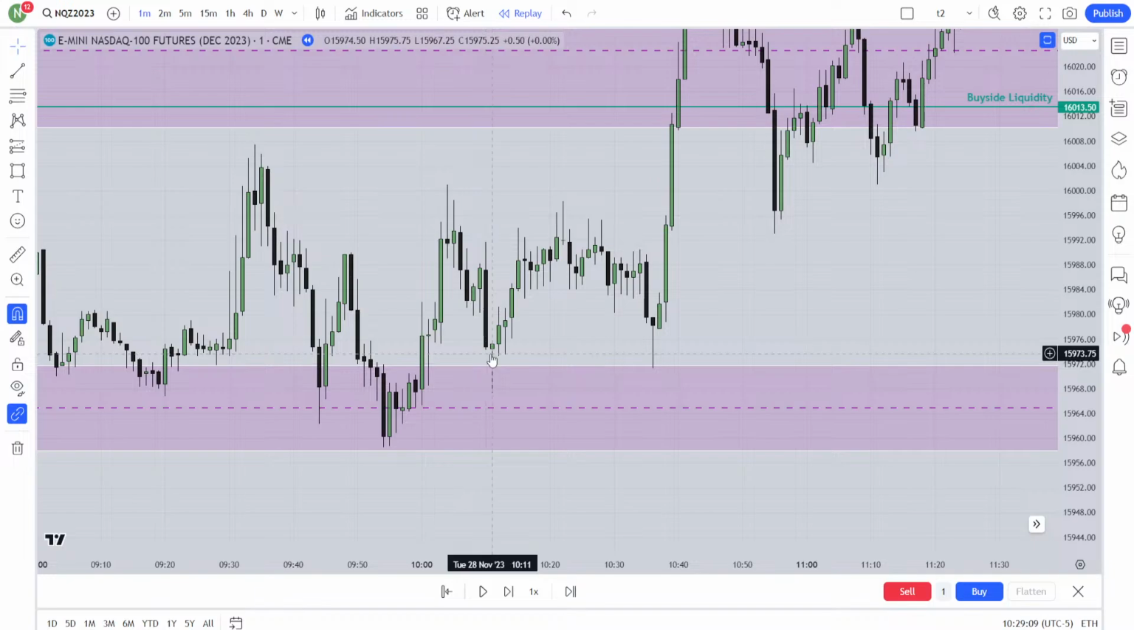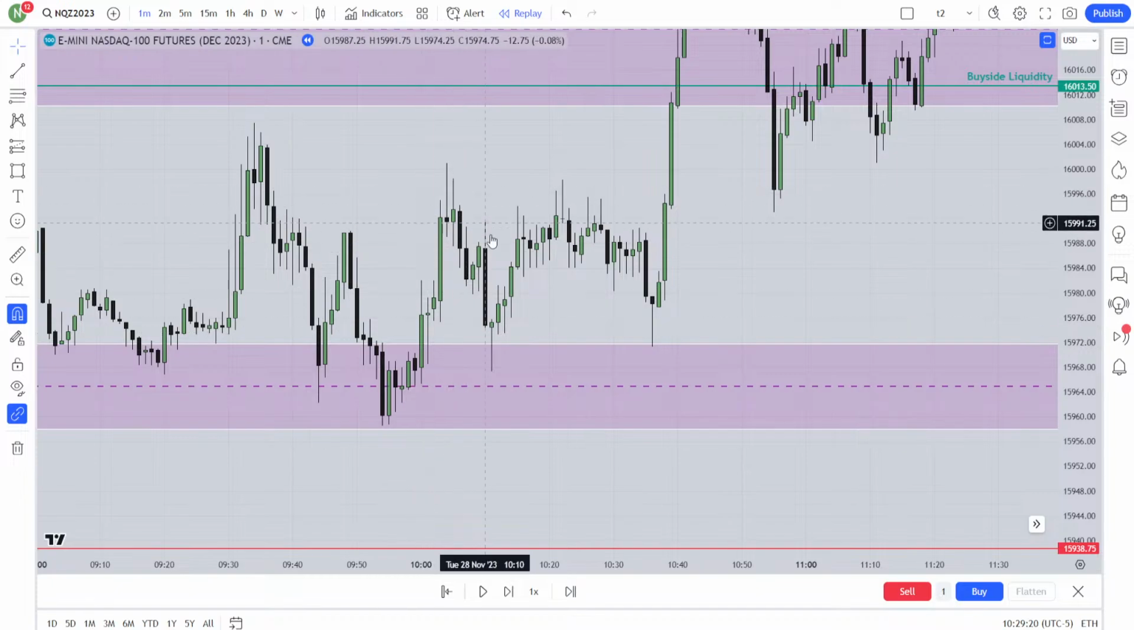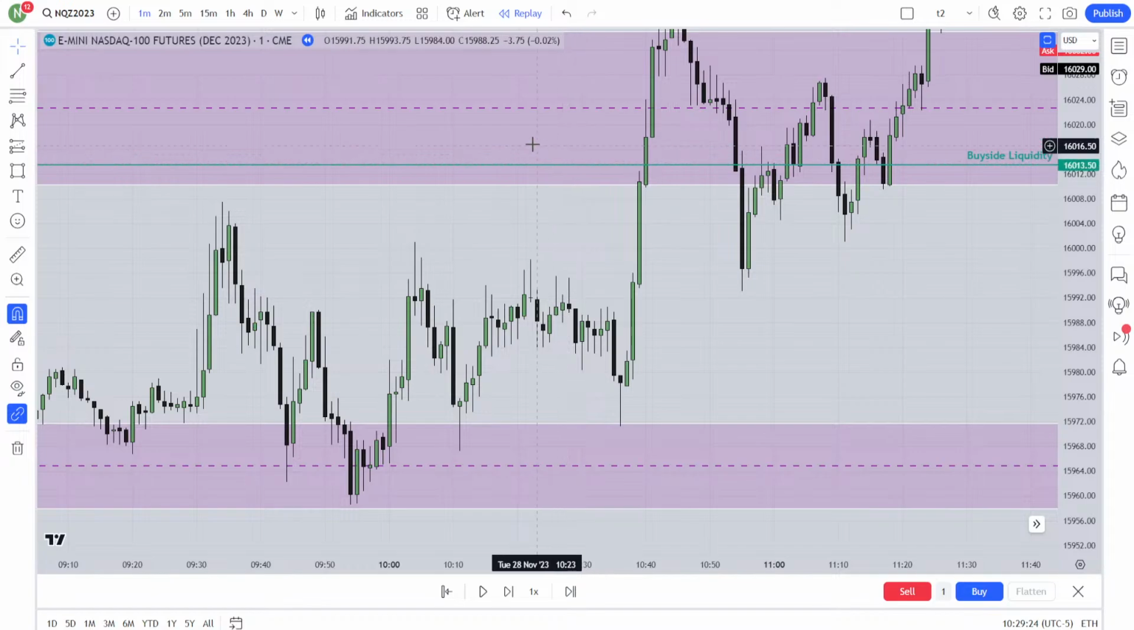At least I would love to see 15 minutes go away. At least 15 minutes, okay? You should wait for 15 to 30 minutes to take your entry. Now, if you see rejection from the consequent encroachment, come back again, it has taken the buy side liquidity. You have nothing to do.